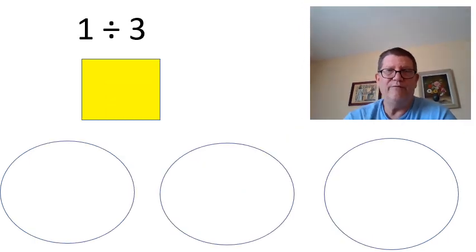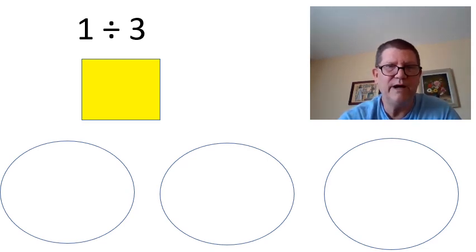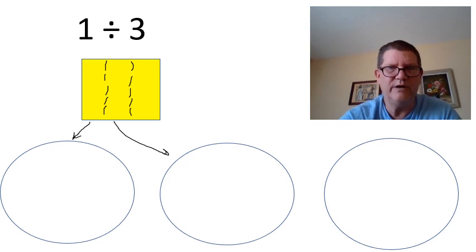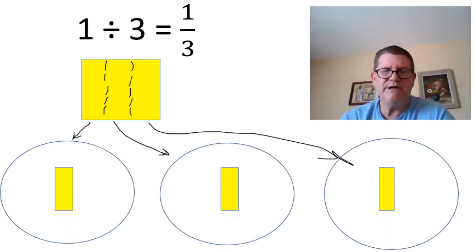All right, what about 1 divided by 3? Well, the same thing, if I come up and I divide my square into 3 equal parts, and I'm going to put 1 part here, 1 part in this one, and 1 part over here. And as you can see, 1 divided by 3 would be 1/3.